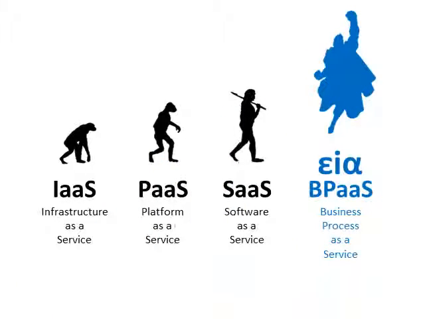Finally, EIA is a revolutionary business process as a service that frees you from all these constraints. You can now achieve business interoperability between different departments, therefore allowing you to unify business procedures and data throughout the whole organization, as well as across the entire value chain.